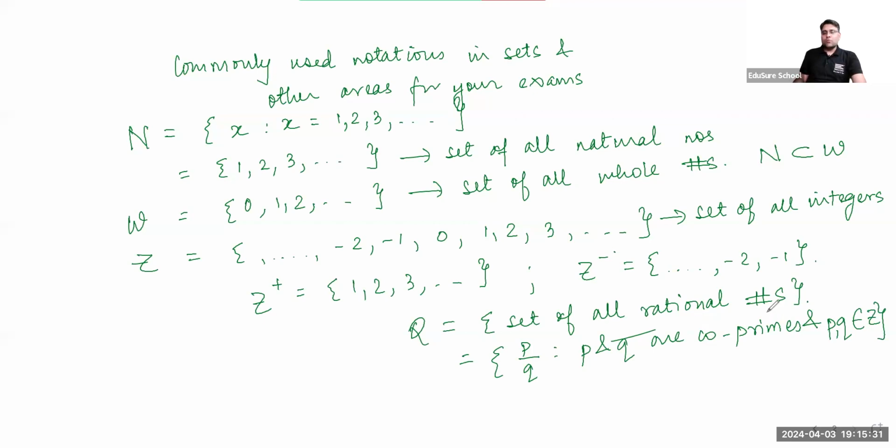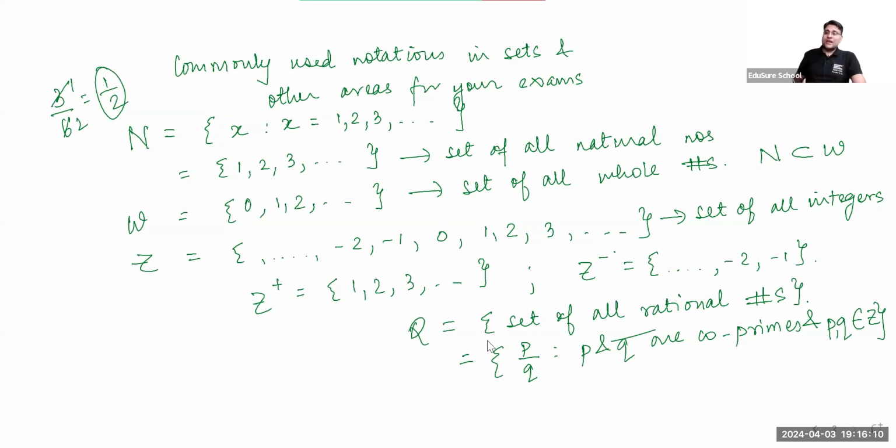What does co-prime mean? Co-prime basically means that they are prime to each other, right? So P and Q don't cancel out. It's not a situation like 3 by 6. 3 by 6 are not co-prime to each other. The rational number is actually 1 by 2. So you have to break down P by Q into the lowest format such that the numerator and the denominator don't cancel any further. That is the set of all rational numbers.